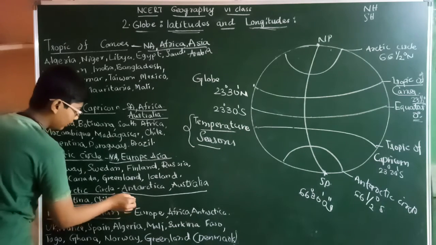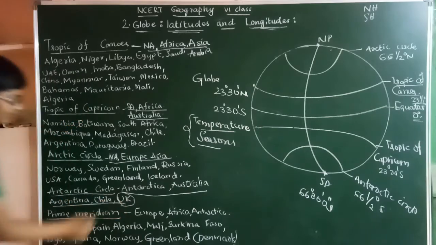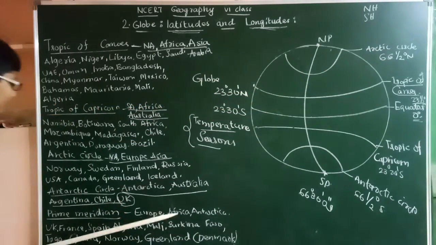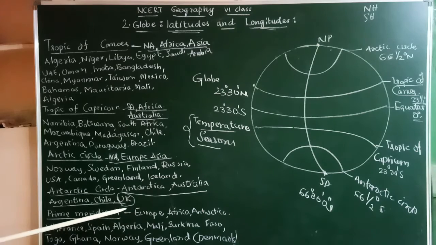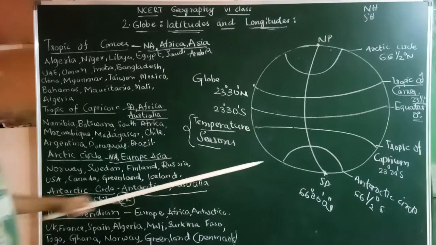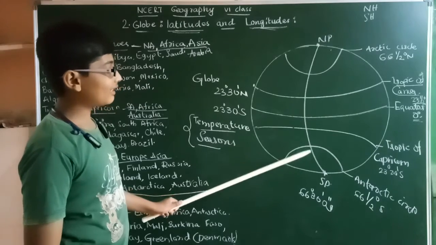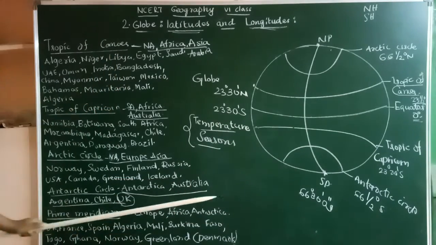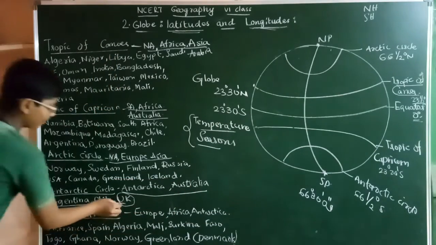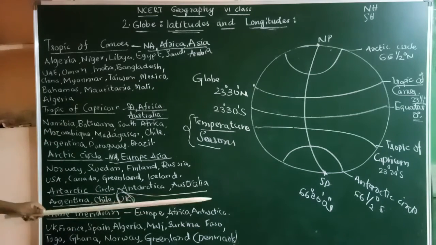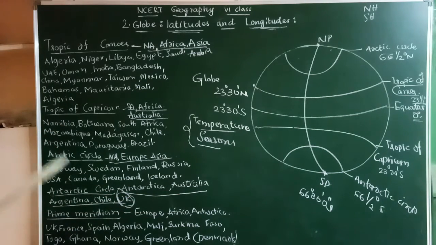If you see here, UK is in the north of the Equator, but how does the Antarctic Circle pass through it? This is the main question. It is because the Antarctic Circle passes through an island which is under the control of UK, that's why we call it UK.